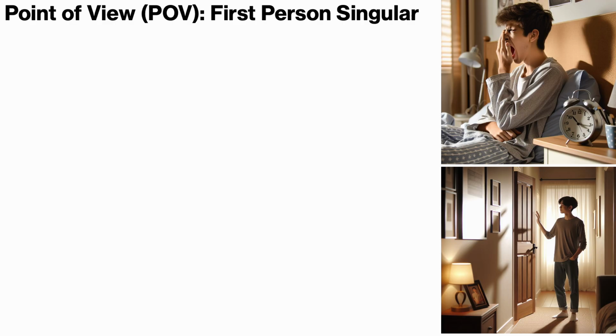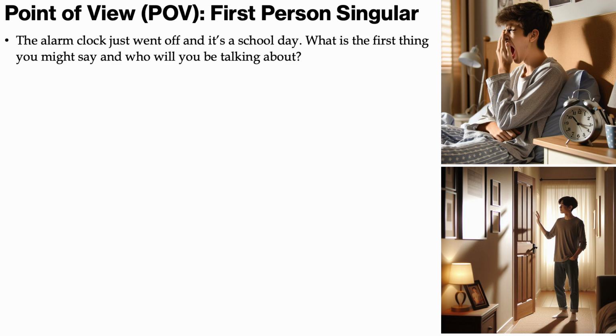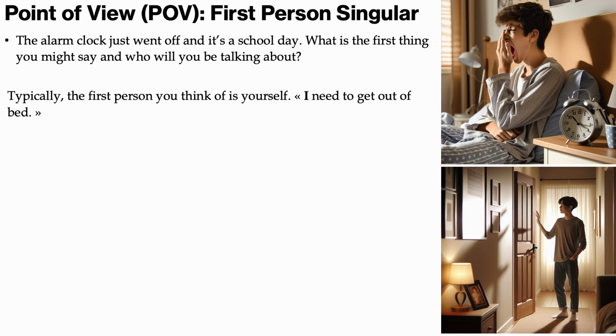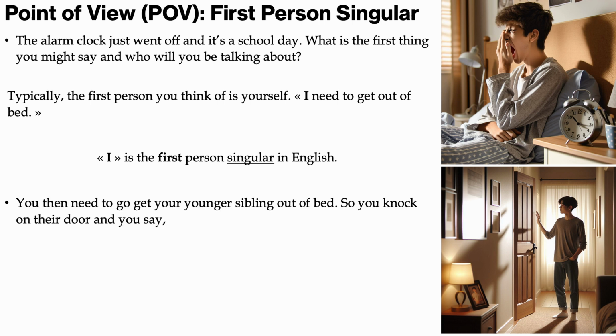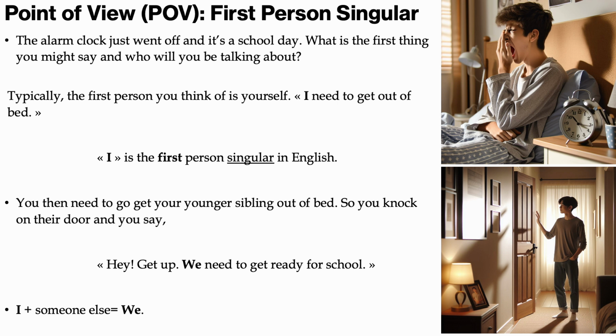Point of view, first person singular. The alarm clock just went off and it's a school day. What is the first thing you might say, and who will you be talking about? Typically, the first person you think of is yourself. I need to get out of bed. I is the first person singular in English. You then need to go get your younger sibling out of bed. So you knock on their door and you say, "Hey, get up. We need to get ready for school." I plus someone else equals we.